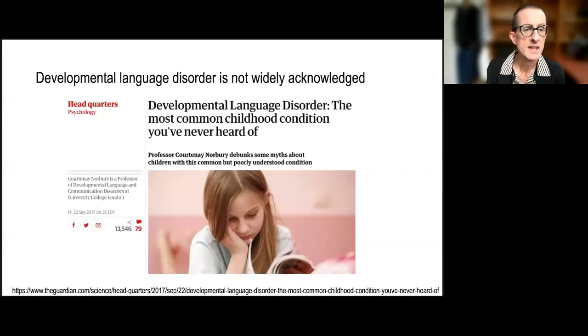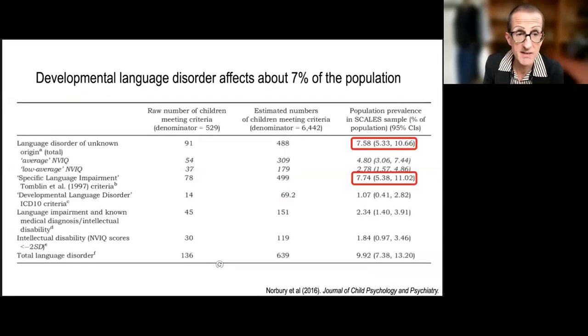So one reason to study developmental language disorder is because it's not widely acknowledged. Some people refer to it as the most common childhood condition you've never heard of. So parents and teachers know of dyslexia and ADHD. Those are kind of household terms, but they tend not to be familiar with developmental language disorder. This is similar to a lack of awareness about dyscalculia. So yeah, it's not widely acknowledged, but it is prevalent.